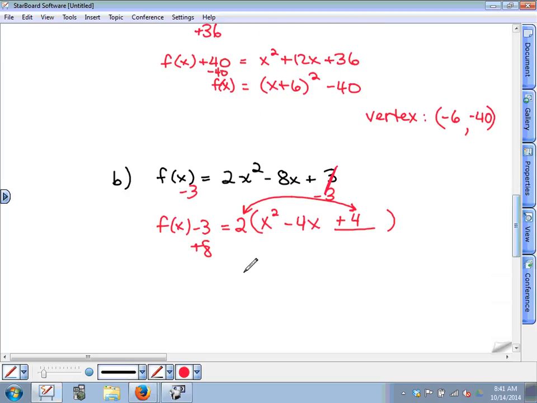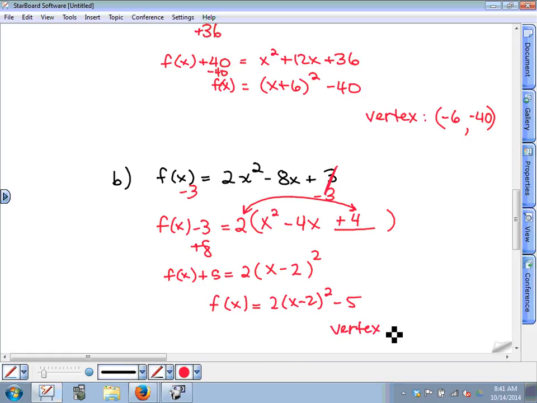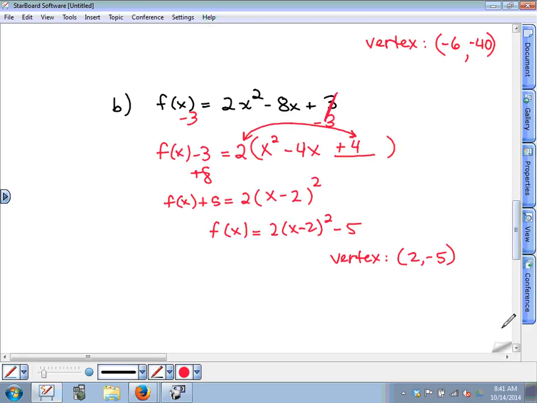Okay? So now we have f of x plus 5 equals, the 2 stays factored out. And now write that perfect square trinomial in factored form. It's x minus 2 squared. Subtract the 5 over. And in standard form, you have 2 times quantity x minus 2 squared minus 5. And now the vertex is 2 comma negative 5. So I'm going to give you guys one to try here real quick on your own.